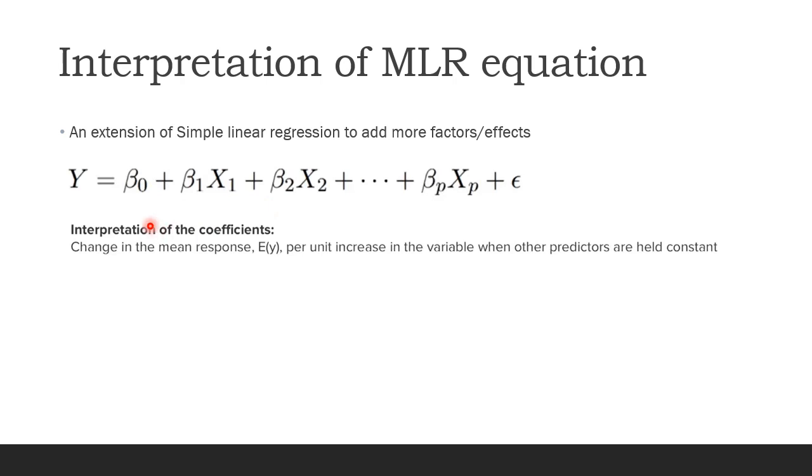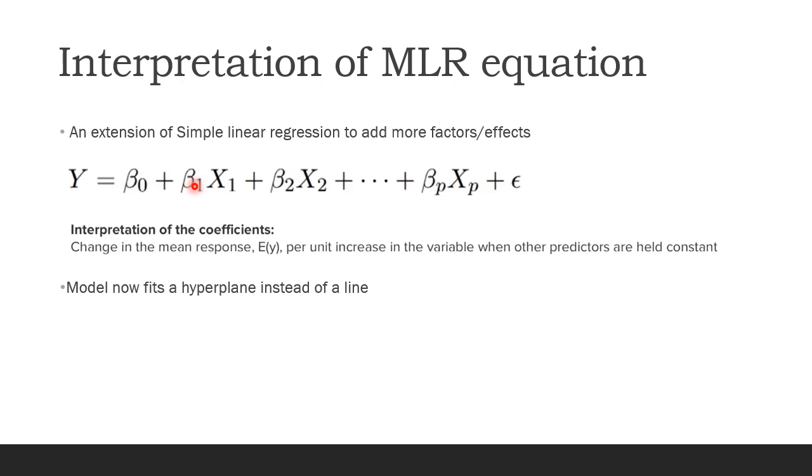Now, how are these coefficients interpreted? Just like in simple linear regression, we said that beta naught is the intercept of the predictor line with the y-axis, and beta 1 was the slope of that line. Similarly, in multiple linear regression, this is a large equation. How do we interpret these coefficients? We say it is the change in the mean response per unit increase in the variable when other predictors are held constant. So when all the other values are held constant, what is the unit change in y by a single unit change in x1? This is what is denoted by beta 1, beta 2, and so on.